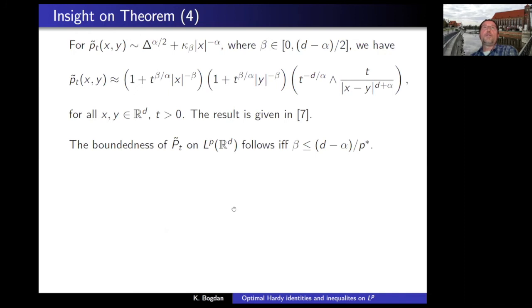And here's the insight on theorem 4, which was about the range of boundedness. You see, I have (d minus alpha) over p star. Okay. So I really need to check afterwards about my exponent.